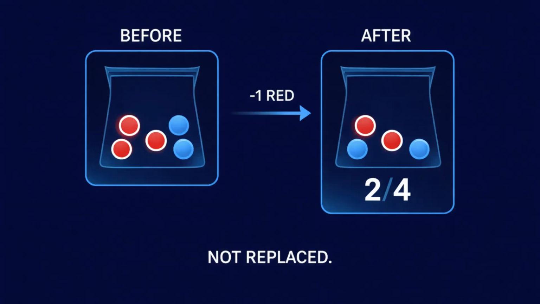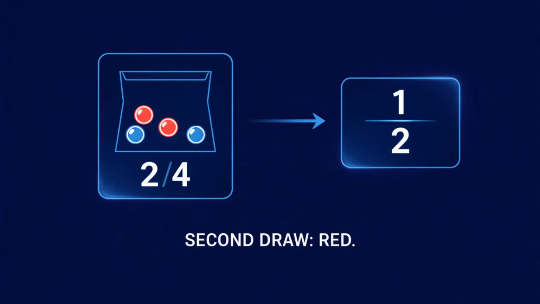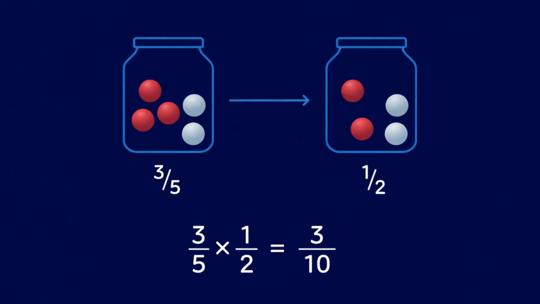After that draw, the bag changes. If a red candy was removed and not replaced, there are now 2 red candies left out of 4 total candies. The probability of red on the second draw is 2 out of 4, which simplifies to 1/2. To find the probability of red on the first draw and red on the second draw, we multiply 3/5 by 1/2, which gives 3/10. This example shows why we must always check whether the sample space changes.